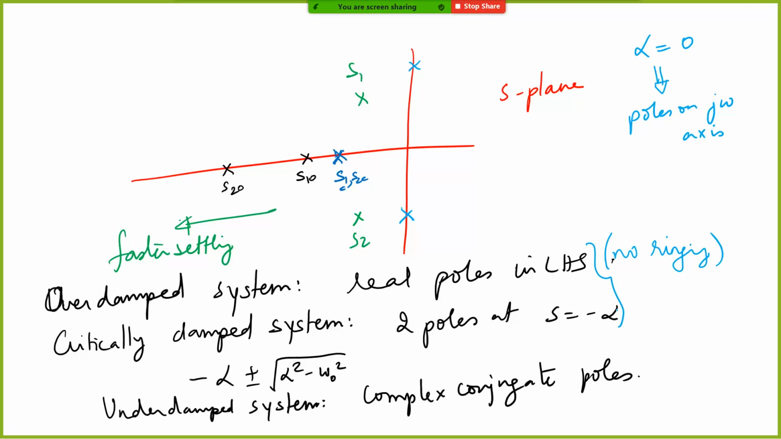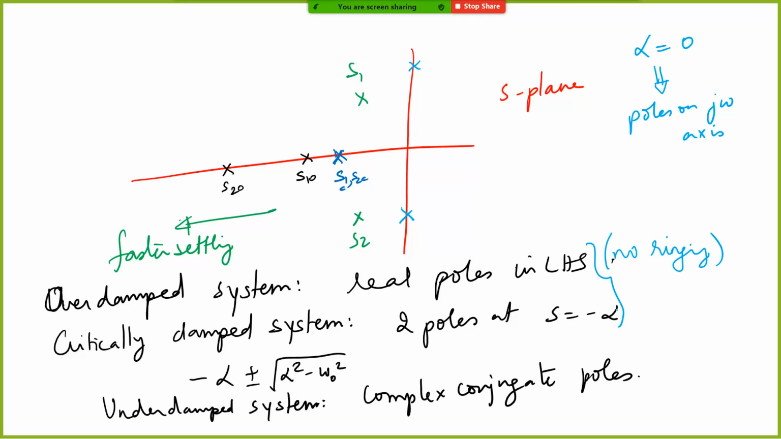Okay, both critically damped and overdamped systems. This underdamped system will have ringing, and if the underdamped system's poles are closer to the y-axis, you will have more sustained ringing, and if they are farther away from the y-axis, you will have less ringing. You will have ringing, but it will quickly die down. Is it making sense? And if your poles come to the y-axis, you will have sustained oscillations.